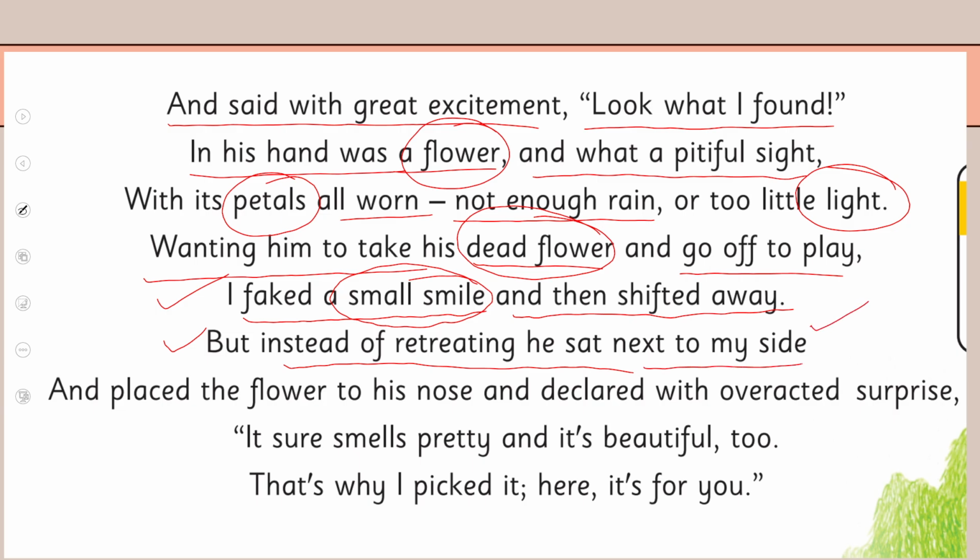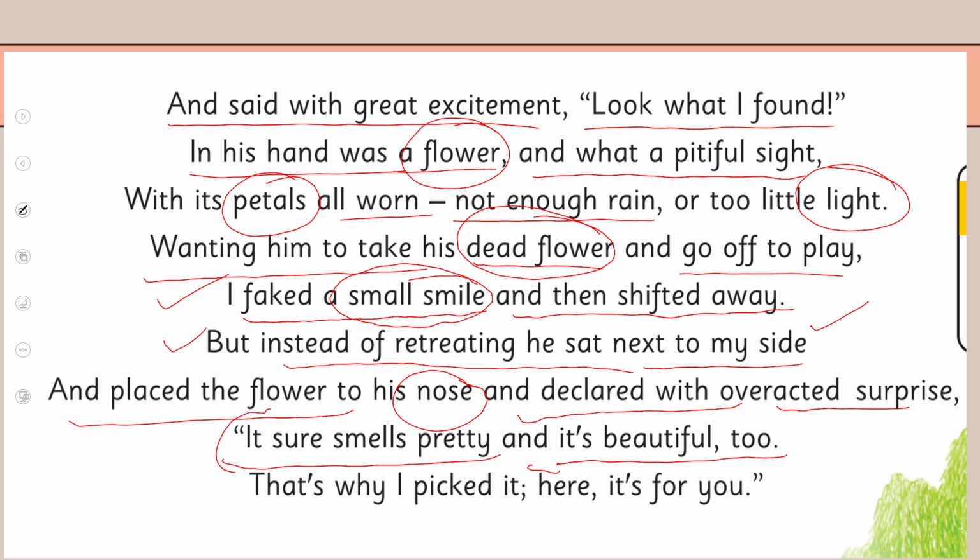Yes, he sat next to her side and placed the flower to his nose and declared with overacted surprise. What did he say with a very much emotion of surprise? He says, "It sure smells pretty and it's beautiful too." Why did he say this? Why did he not say that it looks pretty and smells good, or it looks beautiful and smells pretty? Because, we are going to find it out.